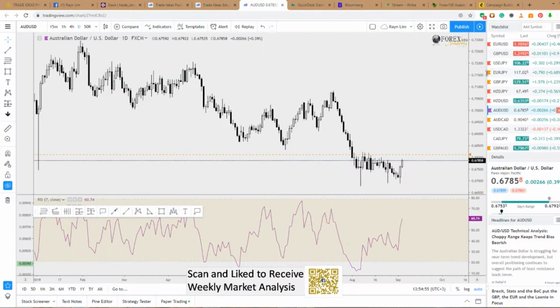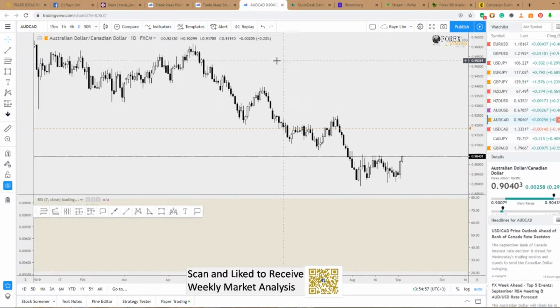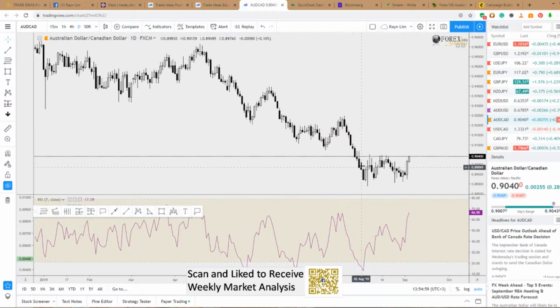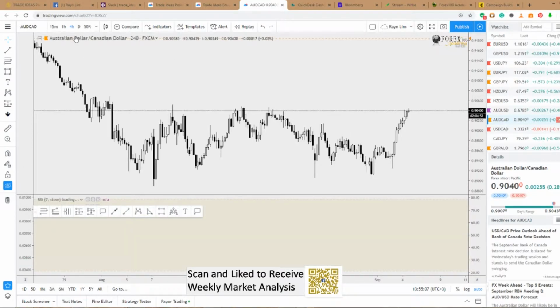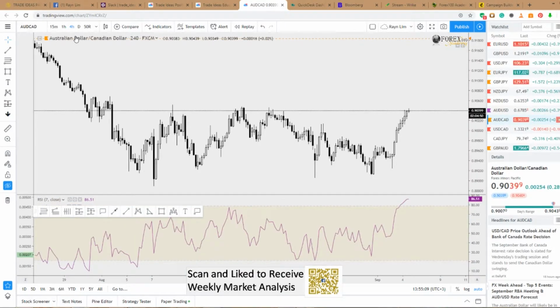To Australia CAD. Australia Canada on the daily chart, market came down, went a bit sideways, retest. So very similar across a couple of pairs. If you can see, this is what the market is doing right now. Very similar movement. Retest back to the resistance area.